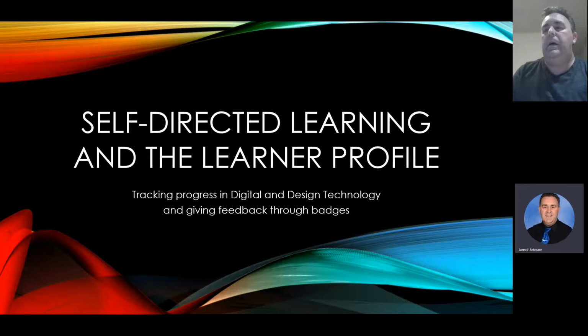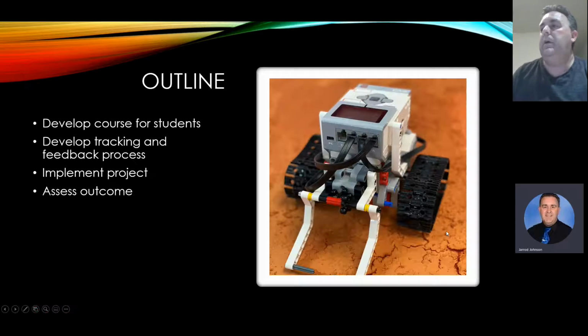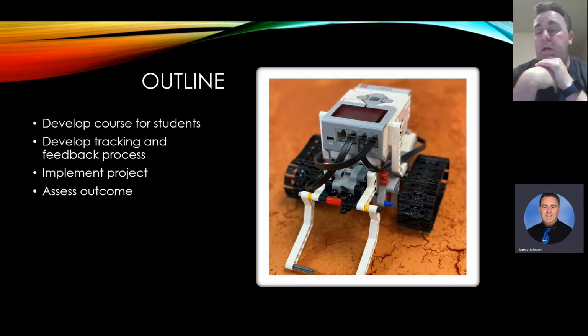I am looking at self-directed learning and the learner profile, tracking the progress in digital and design technology and giving feedback through badges. The idea is that we need to develop a new Year 7 digital and design technology course for the students. We also need to work out a way of tracking progress and giving feedback to the students. So we need to develop that process, implement the project, and then assess how well it worked.